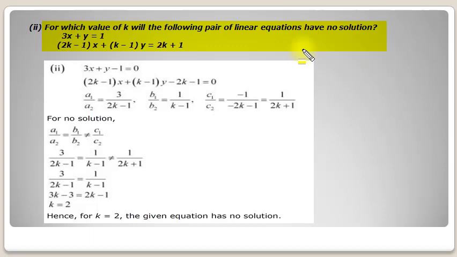The condition which is given to us is that this pair of linear equations has no solution. We have to apply the condition of no solution and find the value of k. They are not asking us to check which type of solution this pair of linear equations has. They are just asking us to find the value of k if the pair of linear equations has no solution.